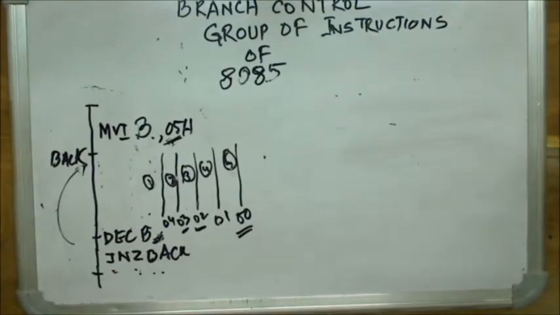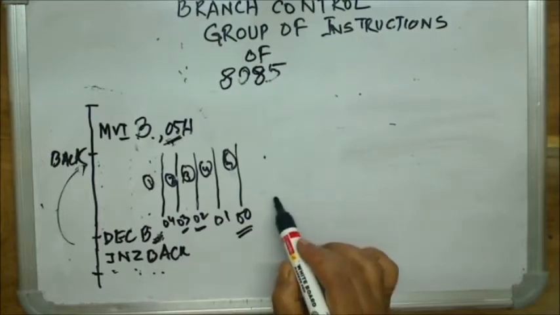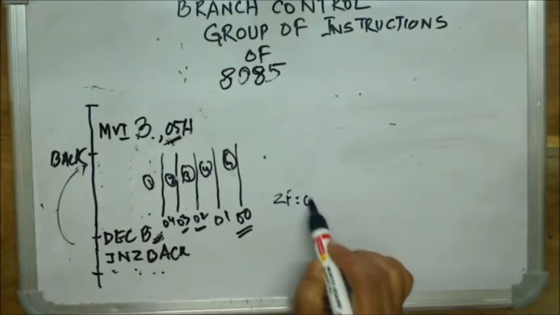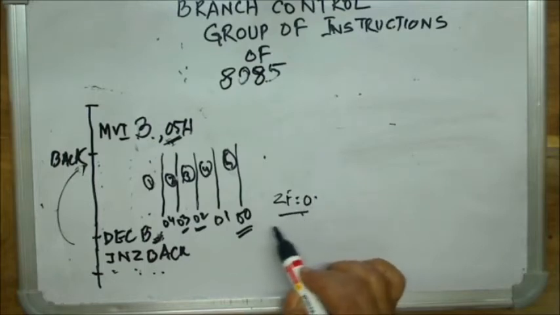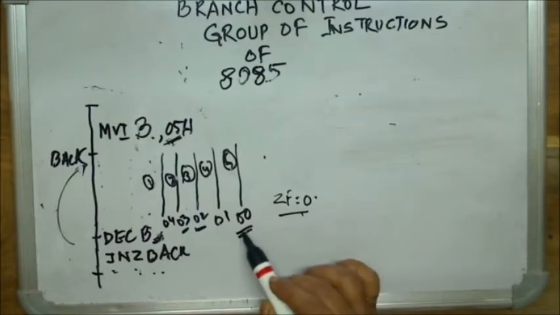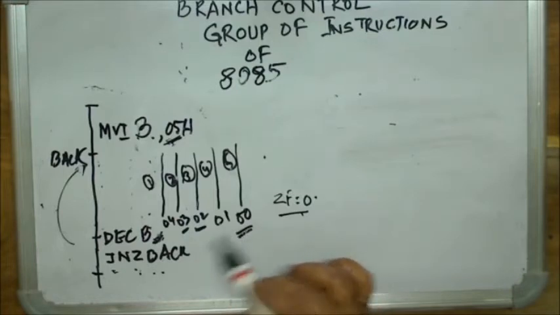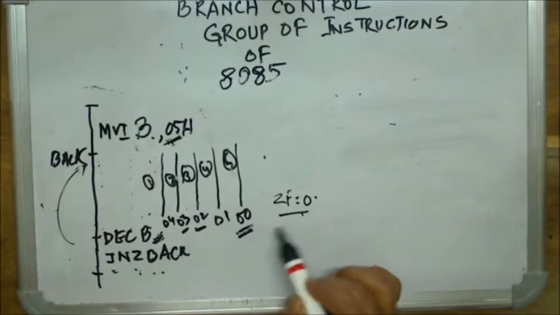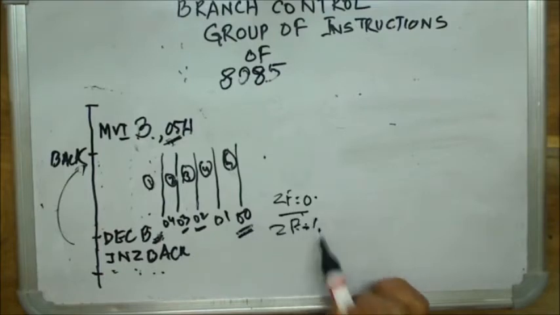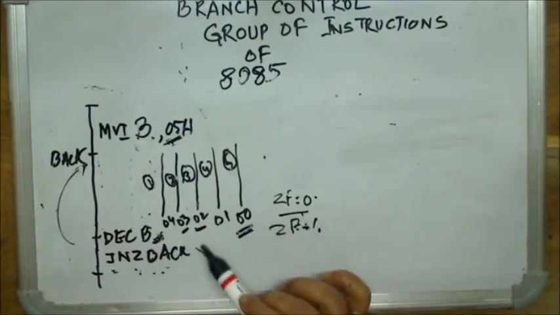Now here I have written jump if not 0. That means if the condition is not satisfied, will it jump? Only if the zero flag is not set. That is, if the zero flag is 0, then only it will jump. But when the count register becomes 0, the zero flag will become 1, so the condition becomes false.